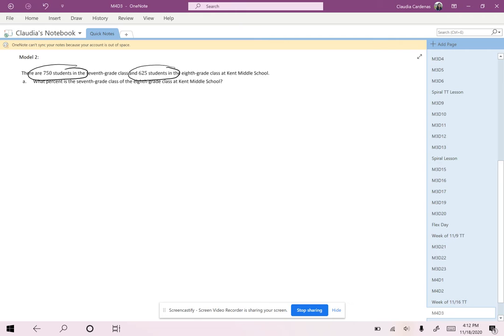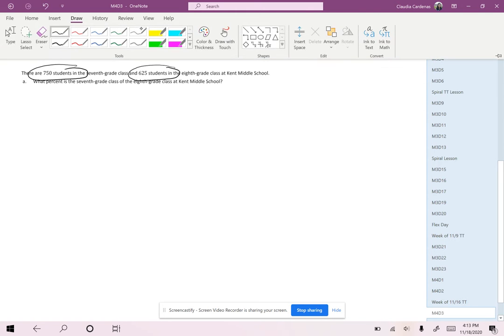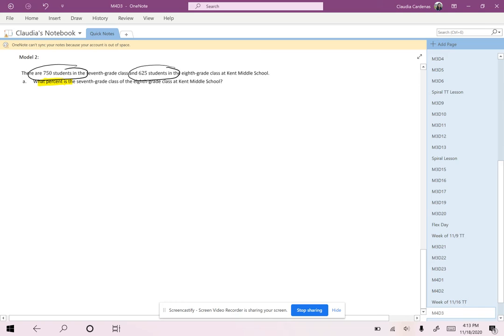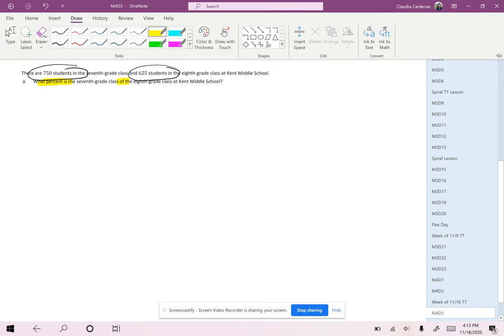So I see my question, it says, what percent is, and is that the same as what percent of? No. Therefore, the 7th grade class is not the total. So let me go ahead and highlight that really quickly because it says what percent is the 7th grade class of the 8th grade class. And that's going to be very important because we are looking for certain phrases to help identify what the total and the part are. So I do see the word of further down, and they are talking about the 8th grade class. So therefore, that is the total amount that they want us to compare.